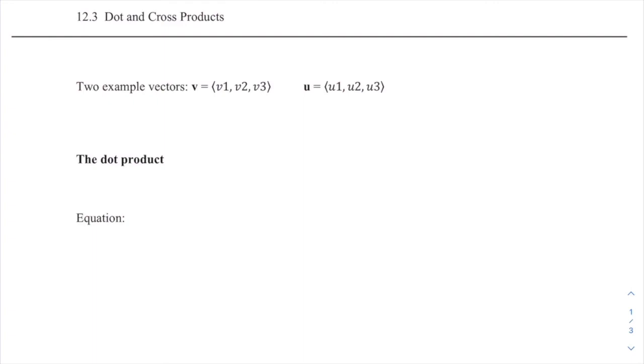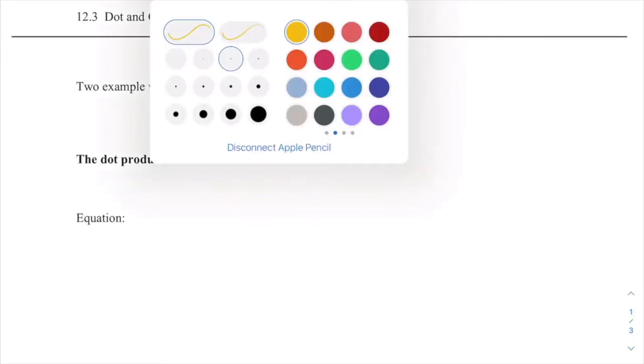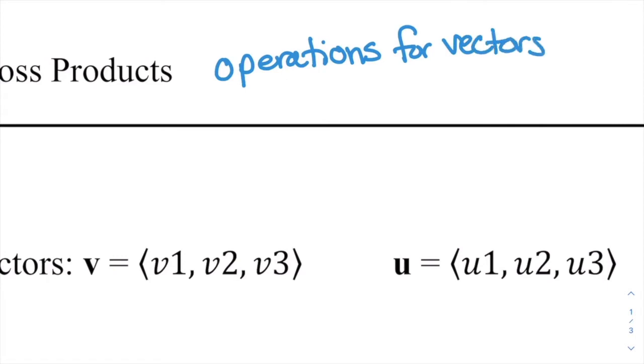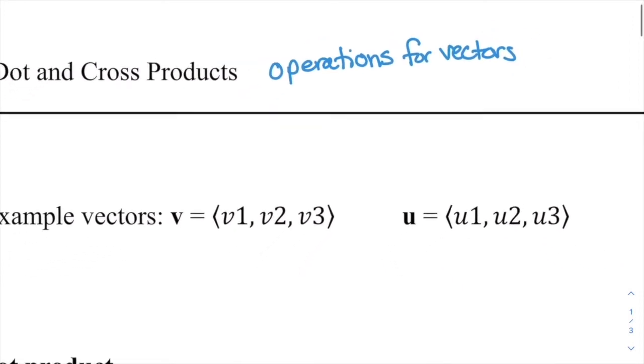In chapter 12.3, we're going to be discussing the dot and cross products, which are two vector algebra operations. So they're just more mathematical operations that we're going to add to our library of operations. They're two operations that we use on vectors. Just like we can multiply and divide scalars, these are operations specifically for vectors.